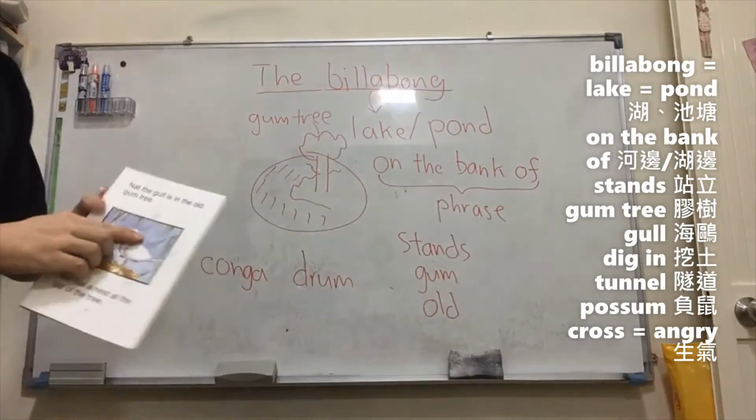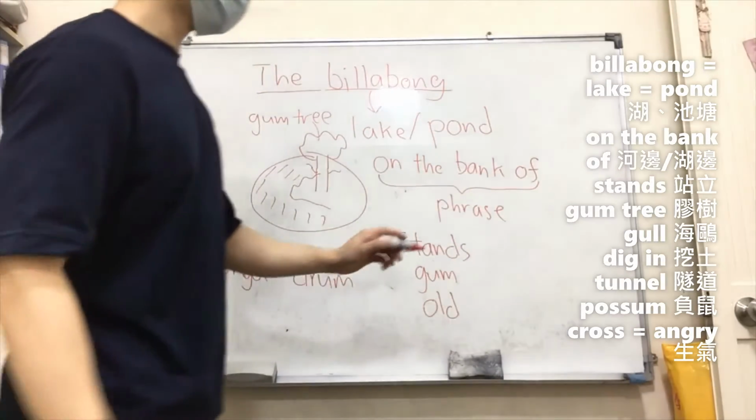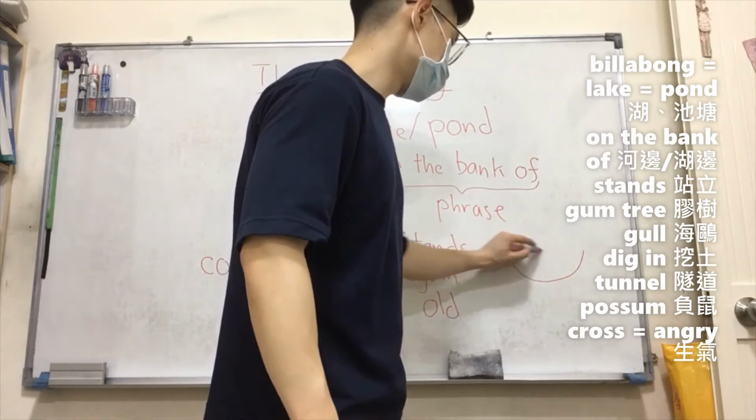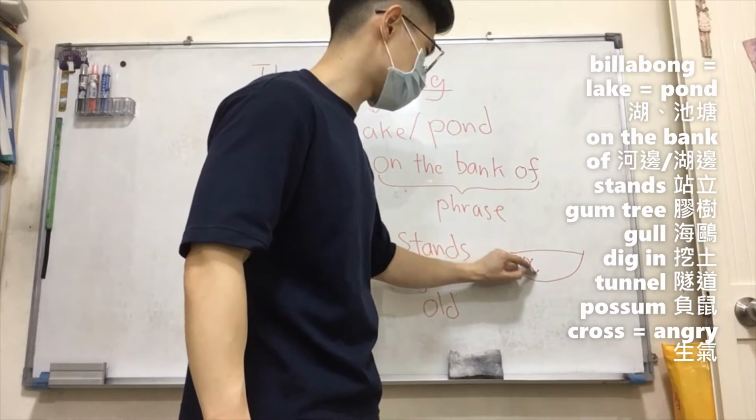Nat has a nest at the top of the tree. So what is a nest? Remember what is a nest? We've learned that last week. So this is a nest.